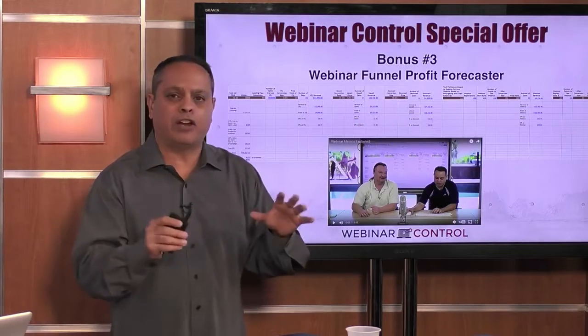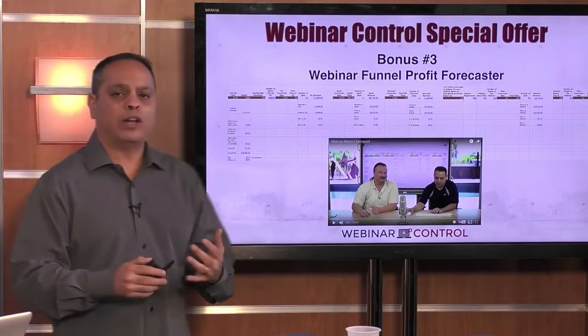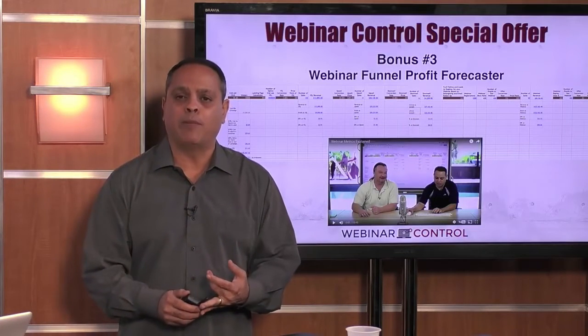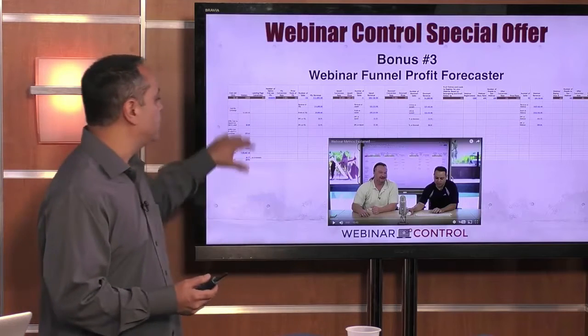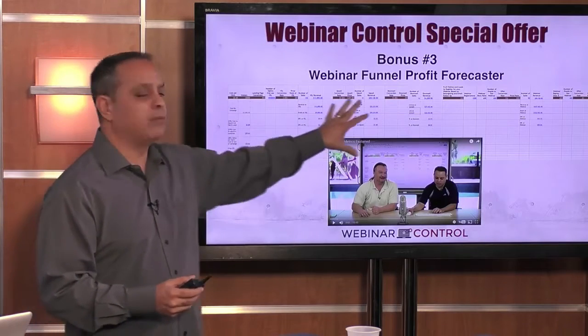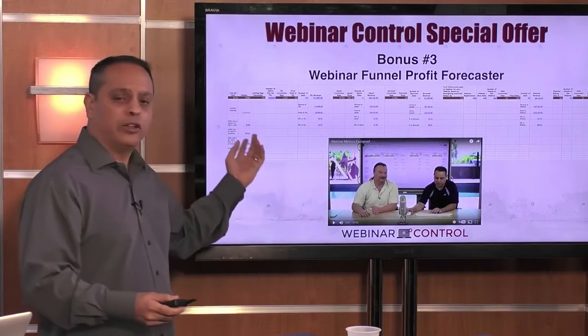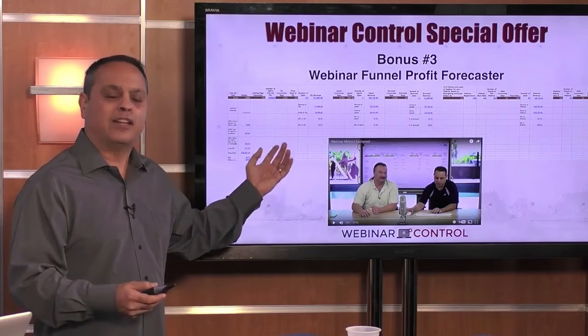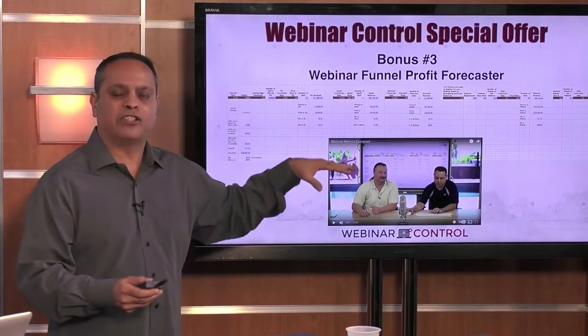You put in these different variables, and it's going to tell you what your earnings per click will be, how much you'll make on a webinar, and it's also going to tell you what you need to spend on traffic. So you pop your numbers into the forecast, and then you'll know what you can spend on Facebook traffic. And then when you get actual results, you just go back there and change it.